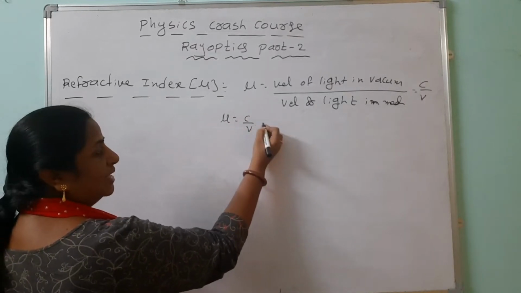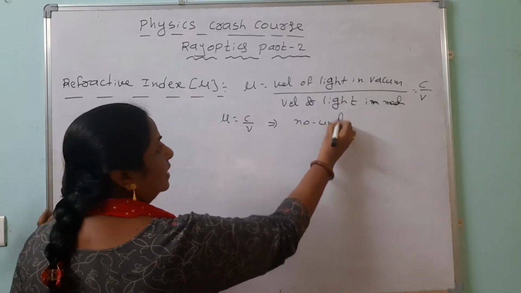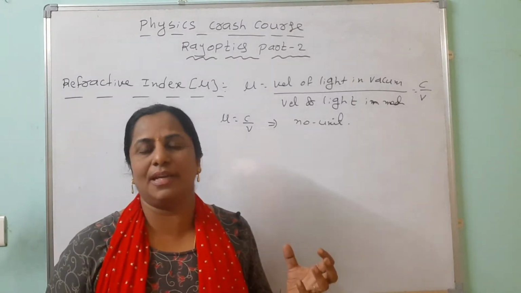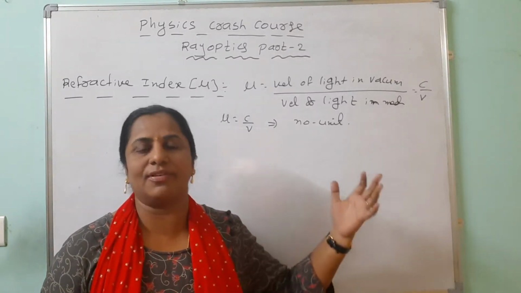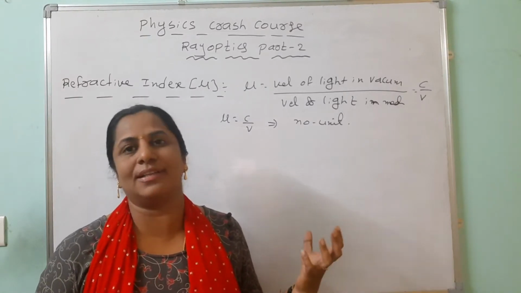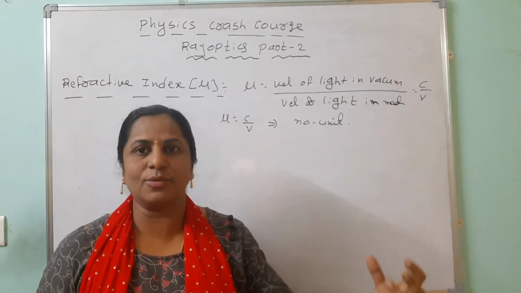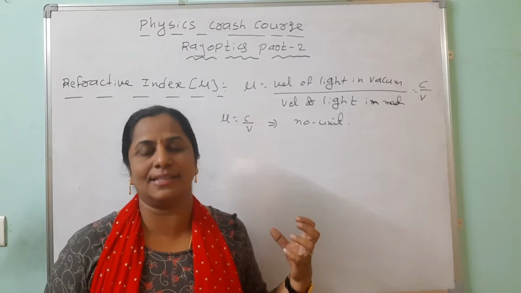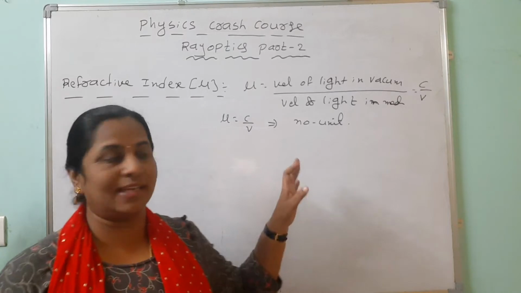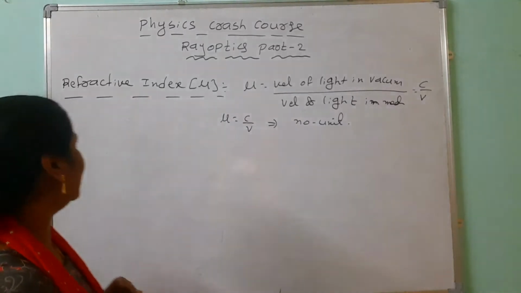This is measured in meters per second. This is also measured in meters per second. So there is no unit for refractive index. It just says how much speed the light has in different mediums, in vacuum or in free space. What is the velocity of light? We know that it is 3 into 10 to the power of 8 meters per second. When it is going into the water, that velocity is decreasing. So the speed of light in different mediums, we can say with the help of the refractive index.